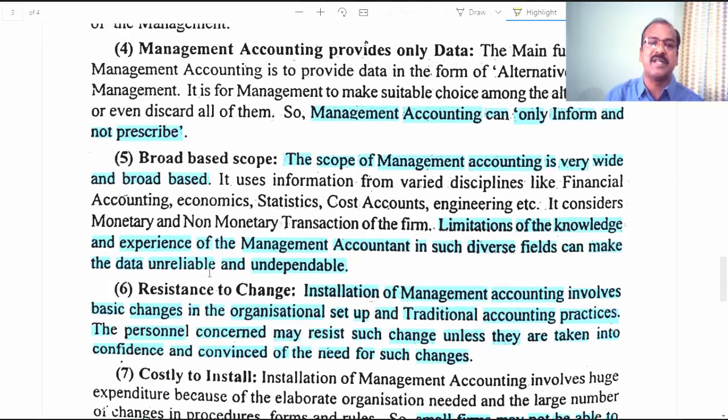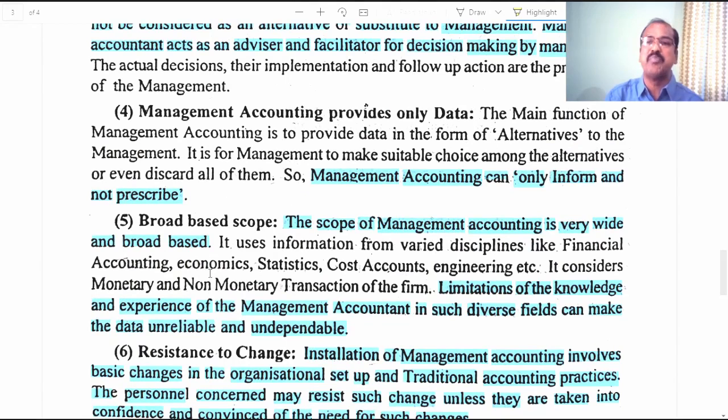The fifth limitation of management accounting is broad-based scope. The scope of management accounting is really wide and broad-based. It depends upon quite a lot of sources to derive the required information and do analysis of the same. So limitations of the knowledge and experience of the management accountant and his team in such diverse fields, including cost accounting, financial accounting, revaluation accounting, taxation, and statistical techniques, can make the data unreliable and undependable.